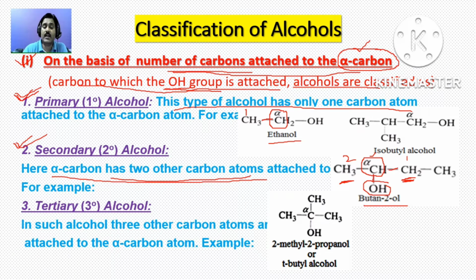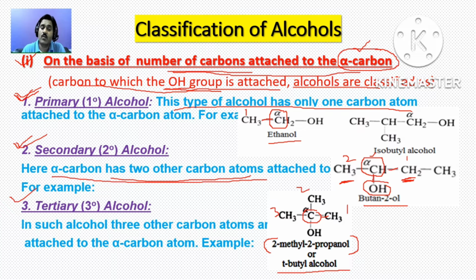Now the third one is tertiary alcohols, or third degree alcohols. What are third degree alcohols? Third degree alcohols are those alcohols in which the alpha carbon atom is combined with three carbon atoms. For example, tertiary butyl alcohol, or we can say 2-methyl-2-propanol. Here the alpha carbon atom is combined with carbon atom number 1, carbon atom number 2, and carbon atom number 3. If it is combined with three carbon atoms, that is called a tertiary alcohol.